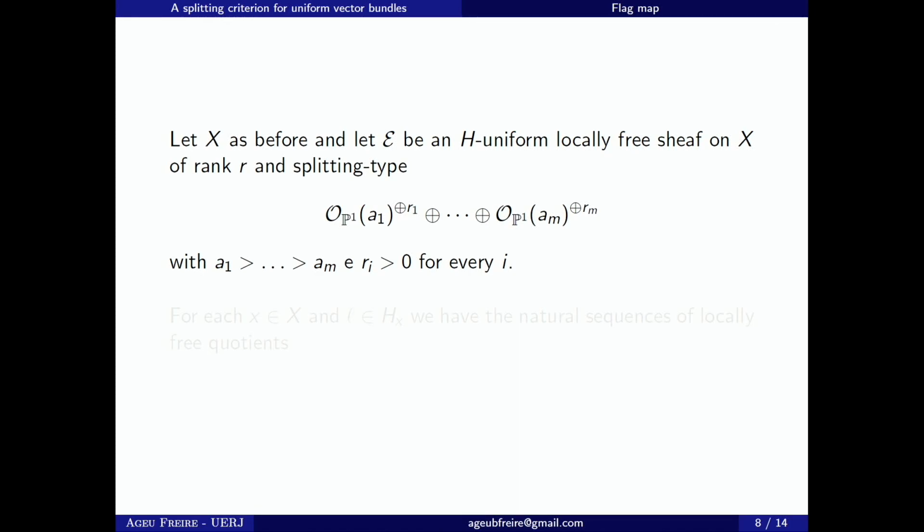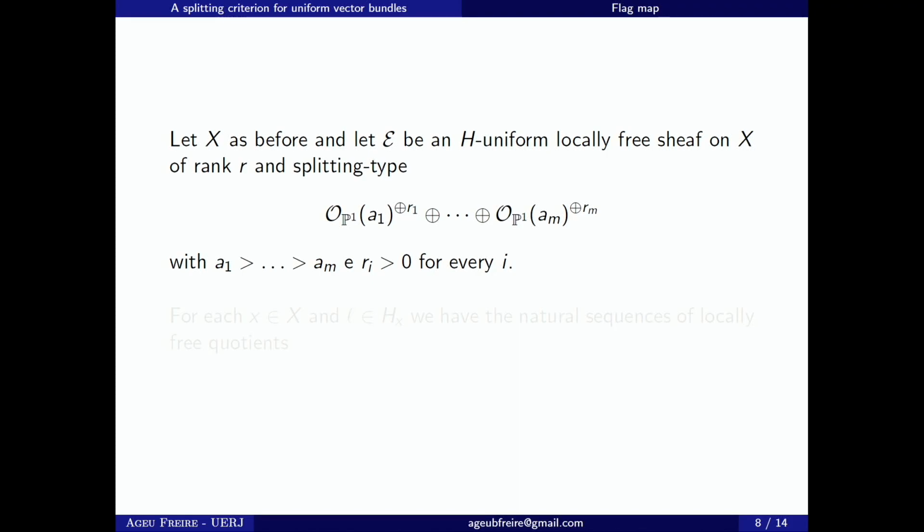Now, assuming X as before, and taking E a uniform locally free sheaf on X, we have from Grothendieck's theorem that the splitting type of E, which means the restriction of E to any line, is isomorphic to this direct sum. And as before, we assume here that a1 is greater than a2, and so on.